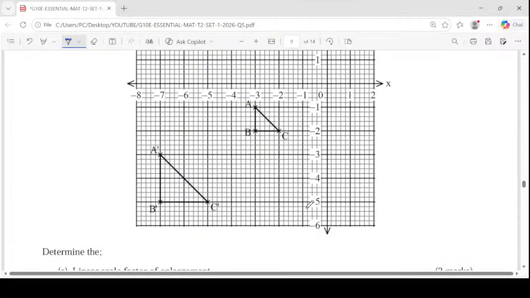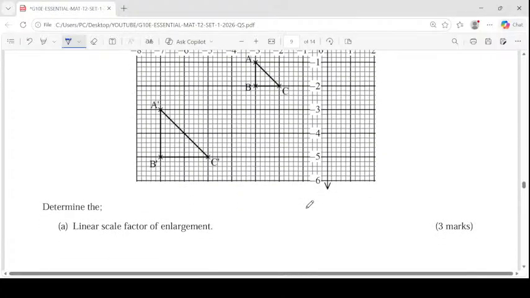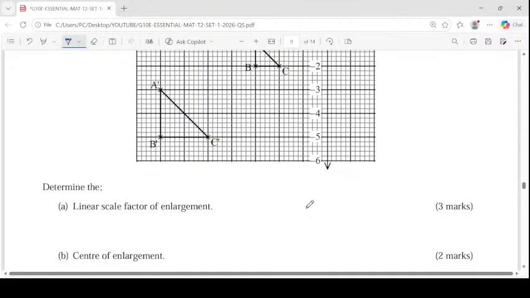To determine this linear scale factor, my linear scale factor will be given by image distance over object distance. I can say B prime C prime over BC. B prime C prime is how many units? You can see two big squares, so it is 2, over BC which is just 1 unit. So our linear scale factor is 2.